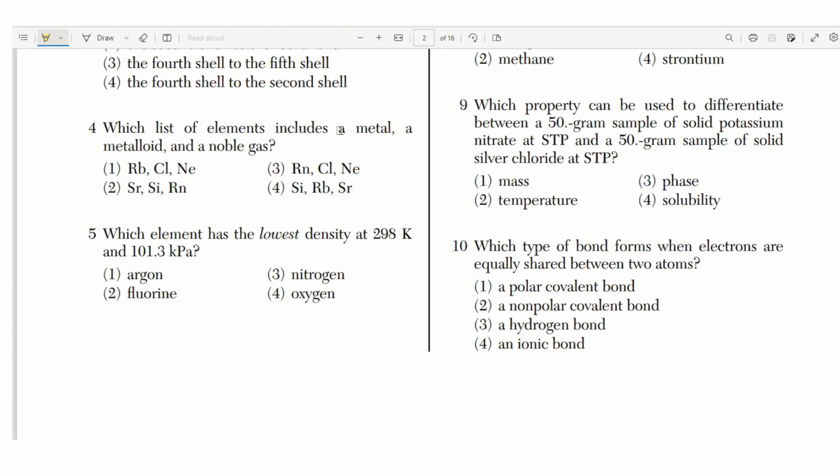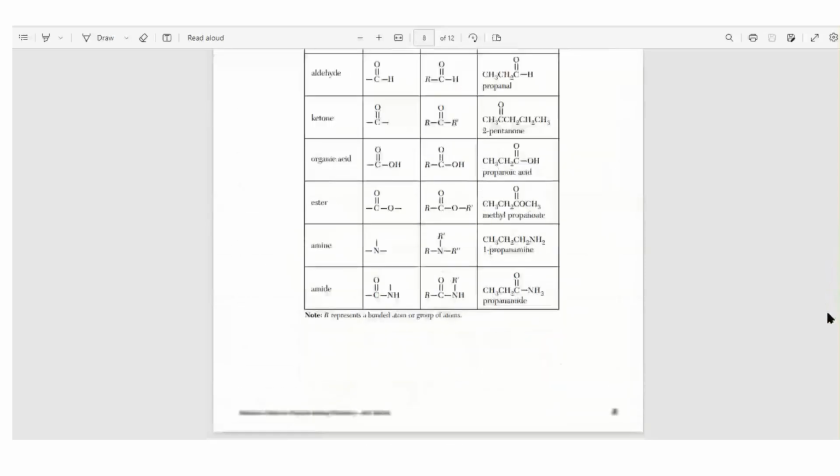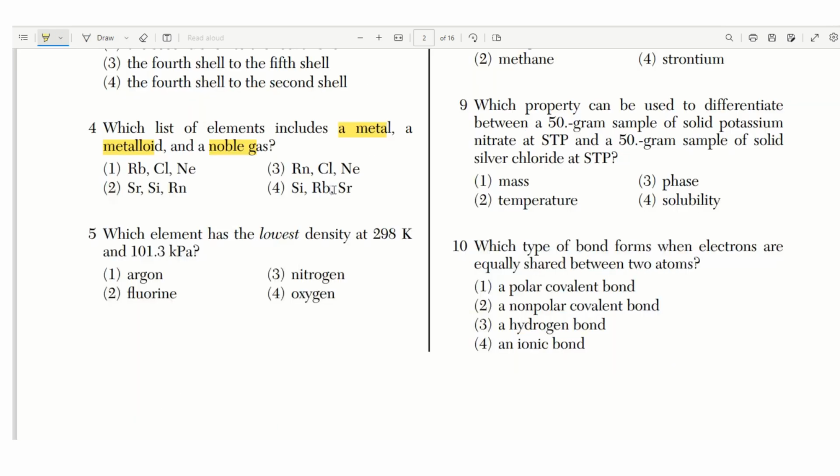Which list of elements includes a metal, a metalloid, and a noble gas? Well, we need the periodic table. Metals are over here on the left side, except for hydrogen, that's a nonmetal. Metalloids are right here along the staircase, on either side. So it would be easy to identify a metalloid first. Let's go back to our list, and I know for sure that silicon is a metalloid.